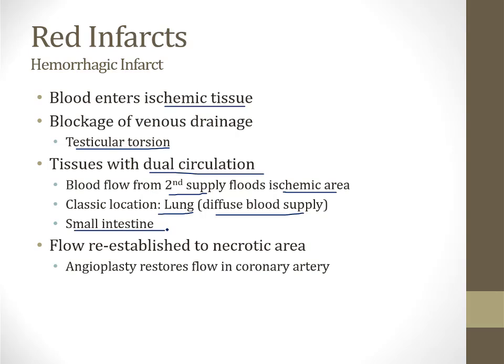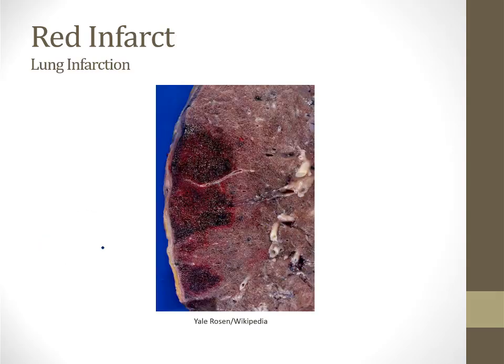And then the final reason that a red infarct can occur is if flow is reestablished to a necrotic area. So if patients have a myocardial infarction, I just told you they should develop a white infarct. But if angioplasty is done and blood flow is restored to that necrotic tissue, it will now take on a red color. It won't look white anymore, and that's because you have restored blood flow. And this is a picture of a lung infarction, and it's very easy to see why it's called a red infarct because it looks red, very different from the pale infarcts we talked about in the kidney and the heart. And that concludes our video on atherosclerosis.